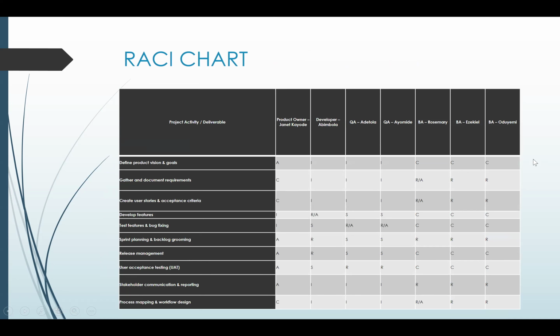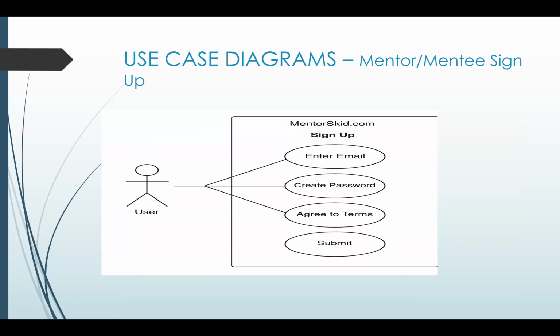This is a RACI chart. As you can see, it just gives a bit more understanding of the project activity and the deliverables and who is responsible and who has control. I created a use case diagram for the mentor and mentee for sign up, just to give more clarification on how the process should be.